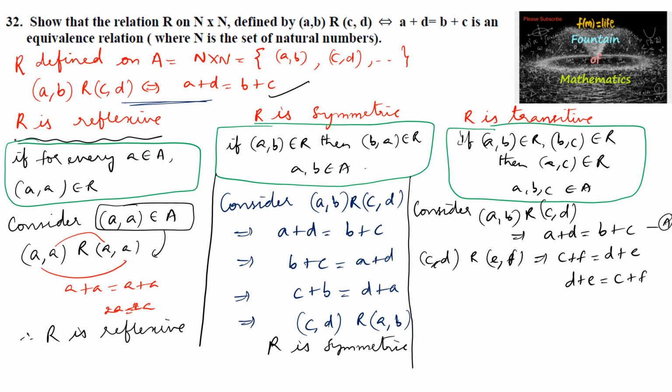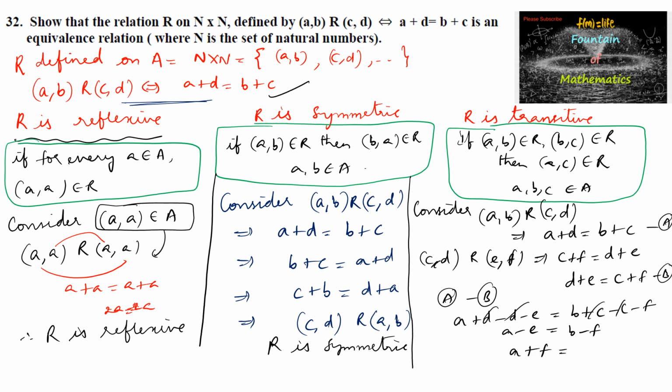So this is equation 1 and this is equation 2. Now let us subtract 1 and 2. We'll get a + d - d - e = b + c - c - f. So we can write a - e = b - f, or this can also be written a + f = b + e.